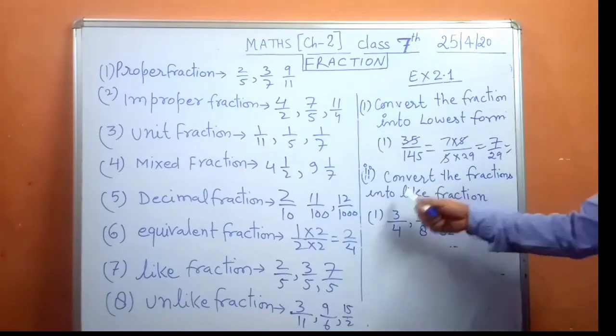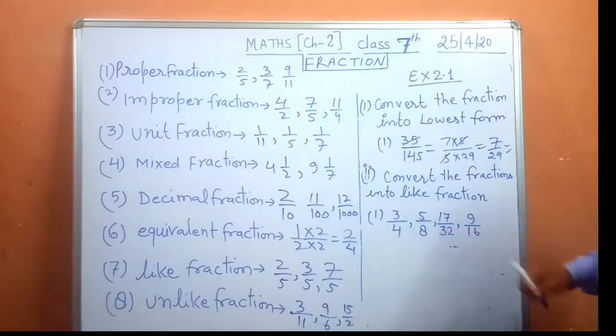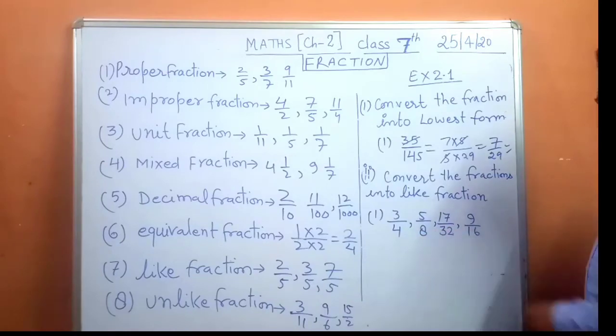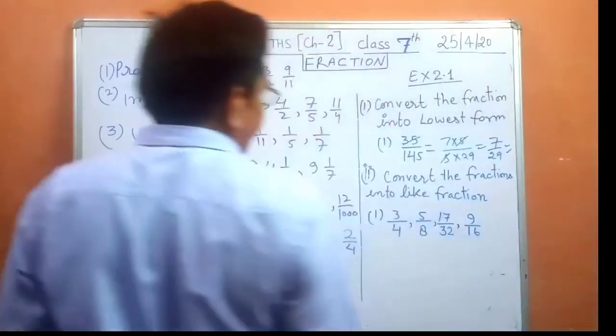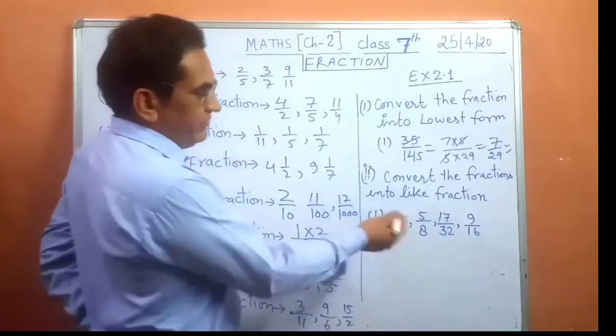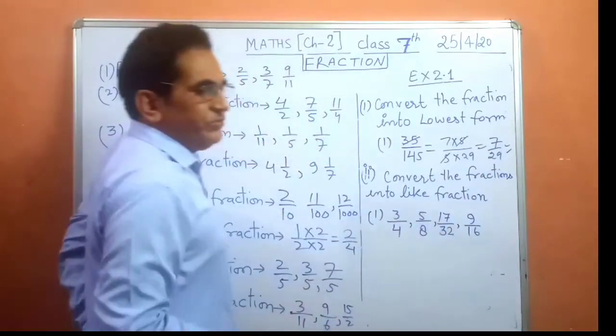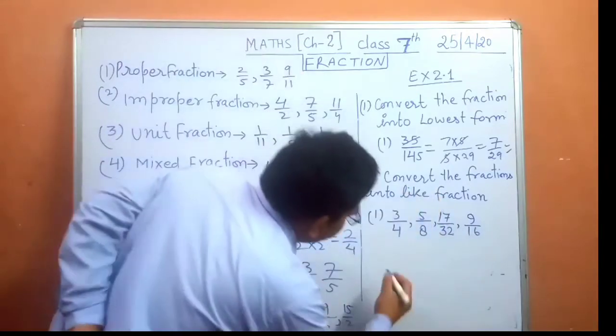Convert the fractions into like fractions. To convert these fractions into like fractions means making the denominators the same. So we will make the same denominator. How? By taking the LCM. LCM is 32. To make 32 of all the denominators.